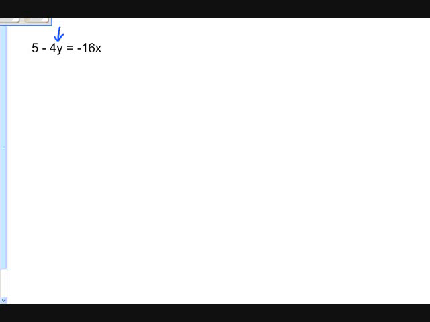So we go back to what I said a while ago. Which one is the furthest away from the y? Well, the 5 is further away from the y than the 4 is. So it's the one being added or subtracted. Well, it's a positive 5, so it's being added. So we're going to subtract 5. So I subtract 5 from both sides. These 5's cancel out, leaving me with a negative 4y is equal to, I cannot combine those two because they're not like terms. So we're going to put the x up front, negative 16x minus 5.